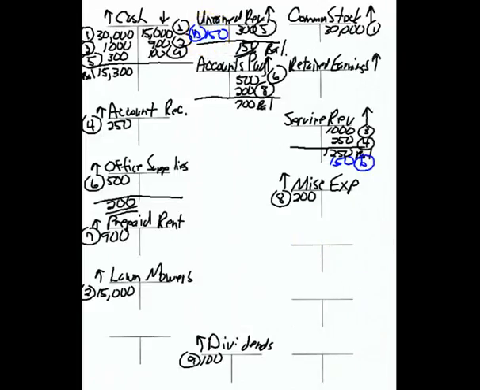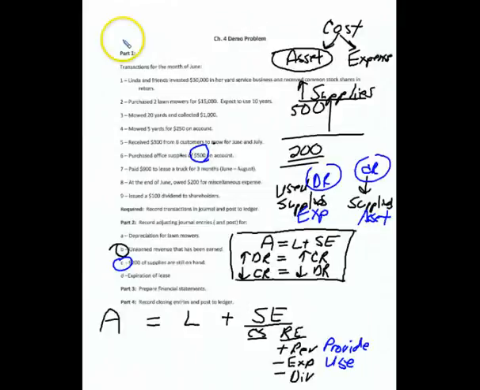We don't have a supplies expense account, so let's set up a supplies expense account. Expenses are debits. And now let's post it. So transaction C was a debit to supplies expense, $300, and a credit to office supplies, $300. Again, assets go up with debits, so 500 minus 300 gives us a balance of 200. Okay, let's go to D.